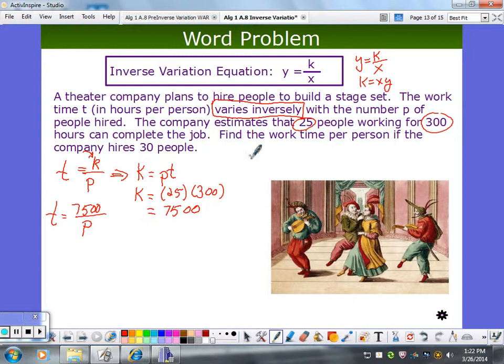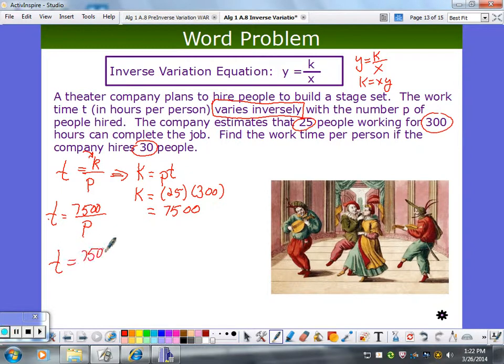So find the work time per person if the company hires 30 people. So are they giving me, right, they're increasing the number of people? What do I expect to see here? A number bigger or smaller than 300 if I increase the number of people? Smaller, it's inverse. If one goes up, the other's going to go down. So where does the 30 go? Is that the T or the P?